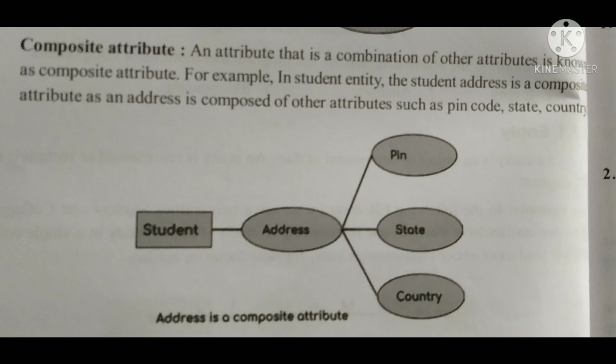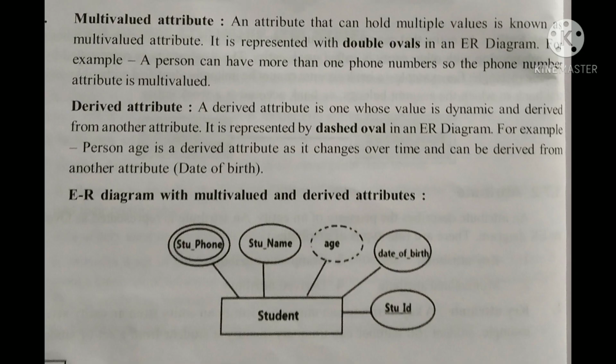An ER diagram with multi-valued and derived attributes: student, student phone number, student name, age, date of birth, student ID. Student phone number is multi-valued, age is a dashed oval, and student ID is the key attribute. These are some different versions of those attributes.